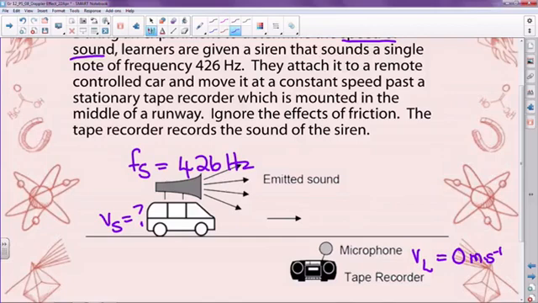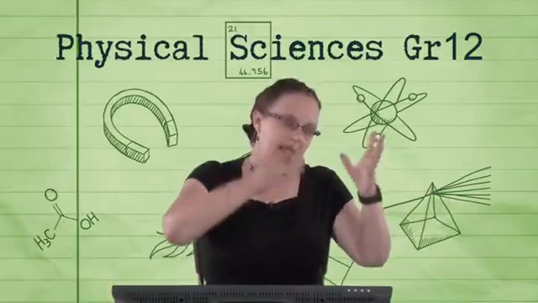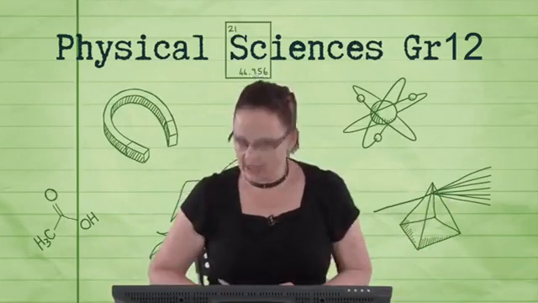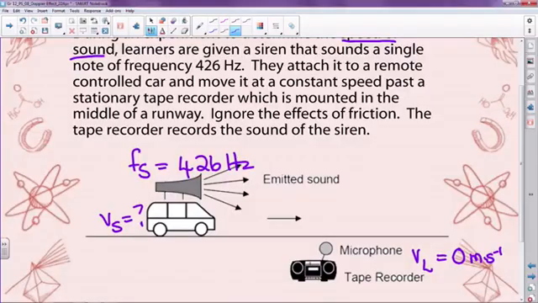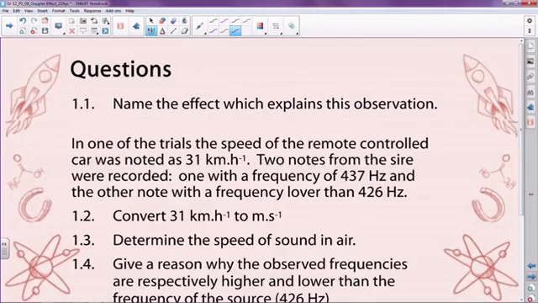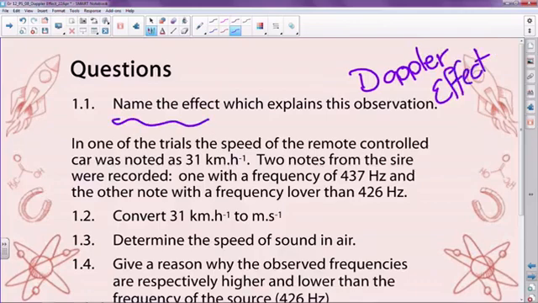And then afterwards they analyze how the frequency changed. So we know what the frequency of the source is. We know what the listener's velocity was. So let's look at the questions, and I'm going to give you a couple of minutes. The first one is you've got to name the effect which explains this observation. I'm not going to give you any time to do that one because we all know that. That's the Doppler effect. Be careful here with this question. They just said name the effect, don't explain it, just name it.